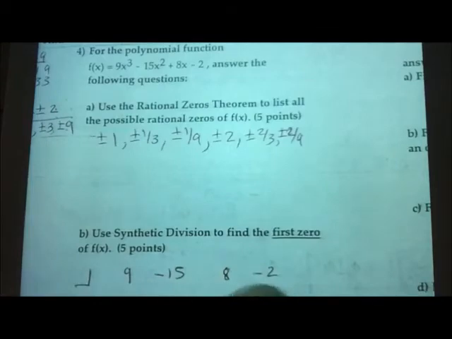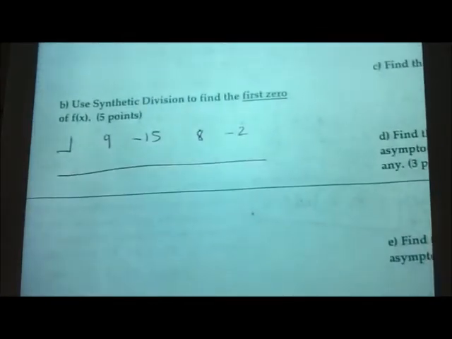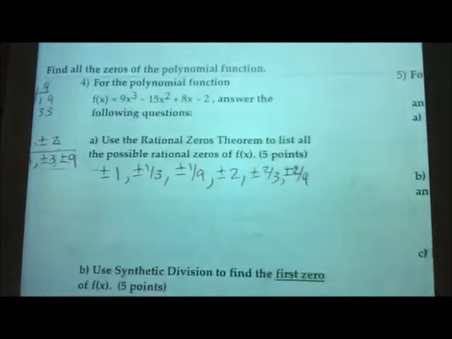Now, how do I know which one my first zero is going to be? You were supposed to play around with it and figure it out, right? You try one, doesn't work, try the next one. Well, here's a shortcut because I want you to do good on the test. I'm going to graph the first function. So, grab your calculator and type that in right now.